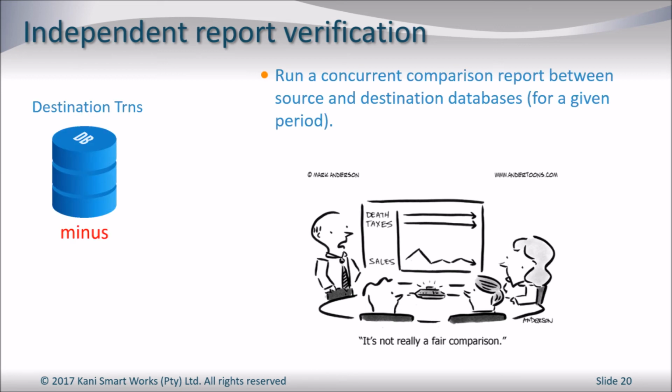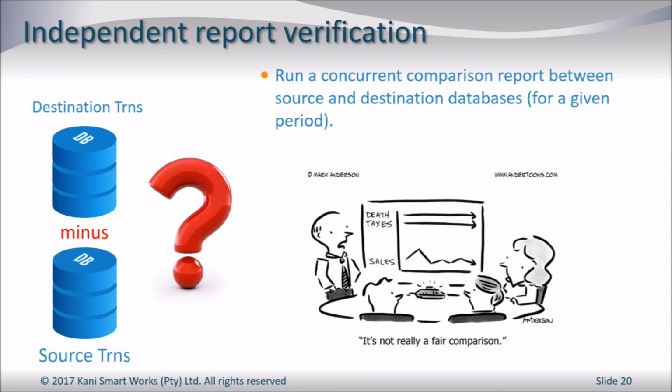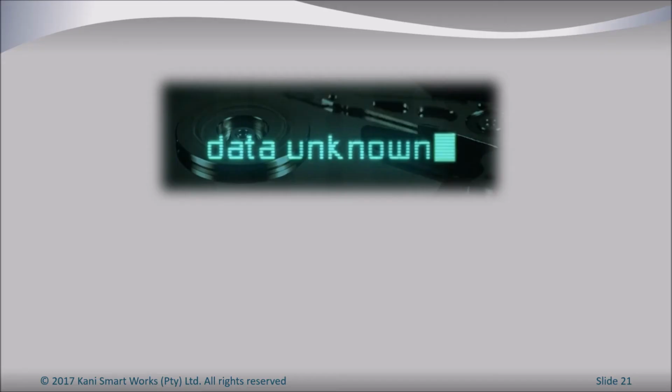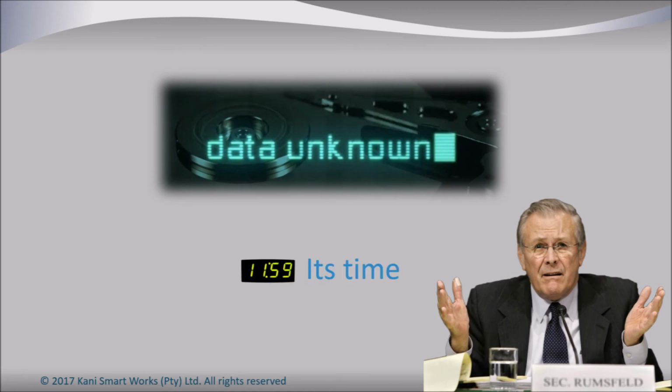Run a concurrent comparison report between source and destination databases for a given period. For example, in Oracle, you can do a minus between two databases. There should be no financial differences. Perhaps it's time to find the unknowns.